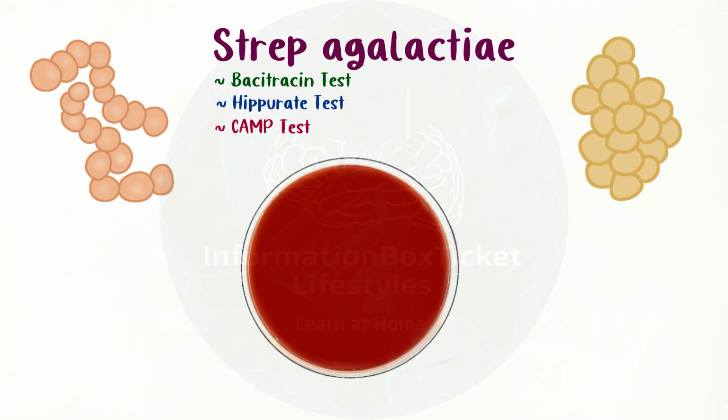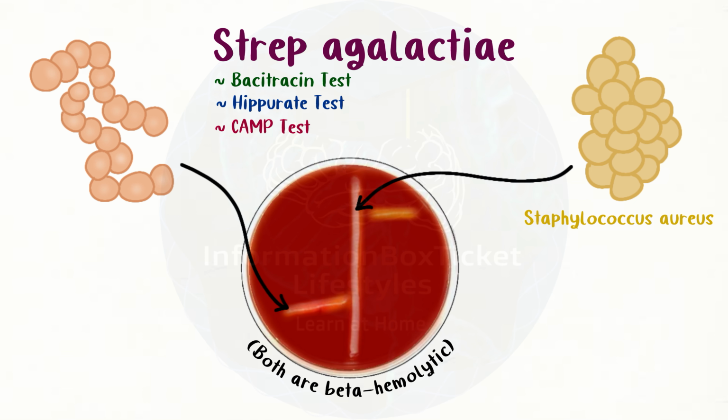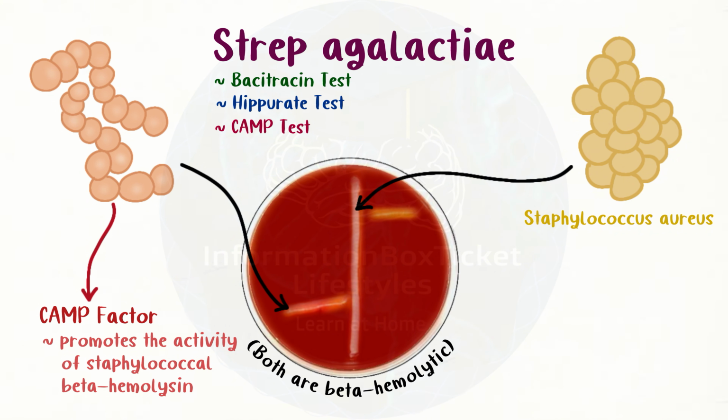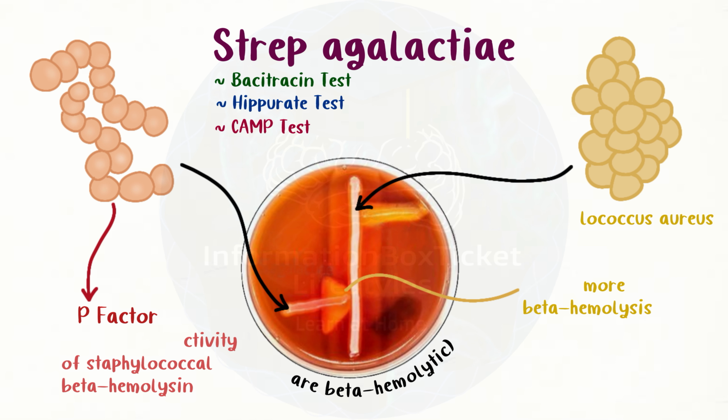In the CAMP test, Strep agalactiae and Staphylococcus aureus are cultivated on the same blood agar. Both of these bacteria are beta-hemolytic, but Strep agalactiae produces a chemical called CAMP factor, which promotes the activity of staphylococcal beta-hemolysin. This causes more beta-hemolysis when the colonies cross on the blood agar plate.